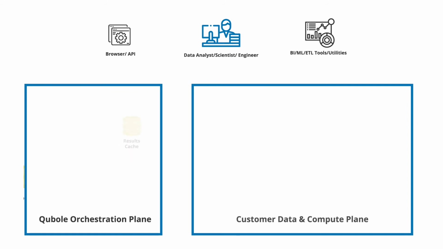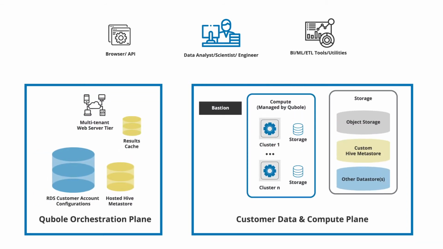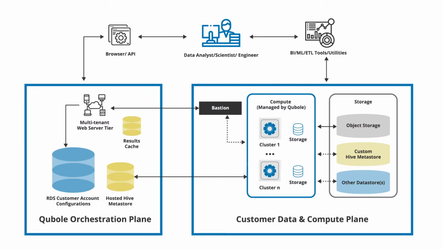Kubel is built on a modern, scalable architecture. The Kubel orchestration plane provides users access to the QDS application either through a user interface (UI), APIs, or SDK. The QDS architecture provisions big data clusters within a customer's virtual private cloud, otherwise known as VPC, manages access to data in cloud storage, and delivers workload-aware autoscaling of all compute resources.